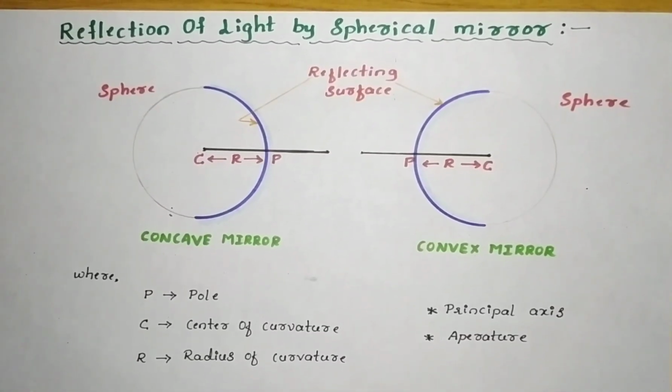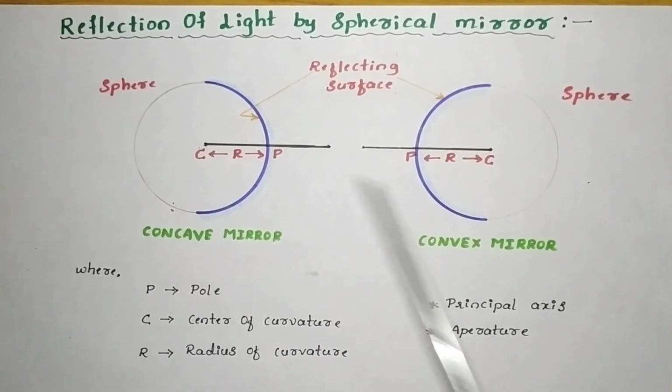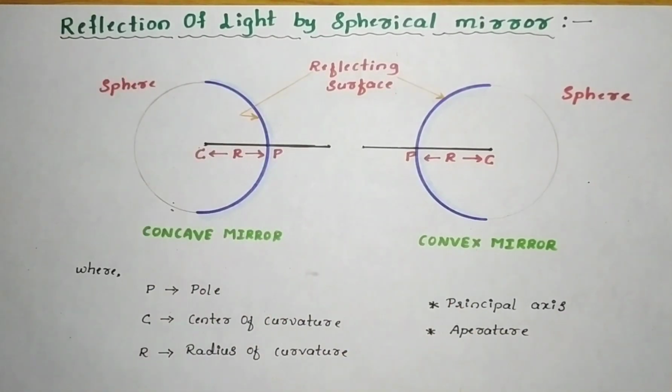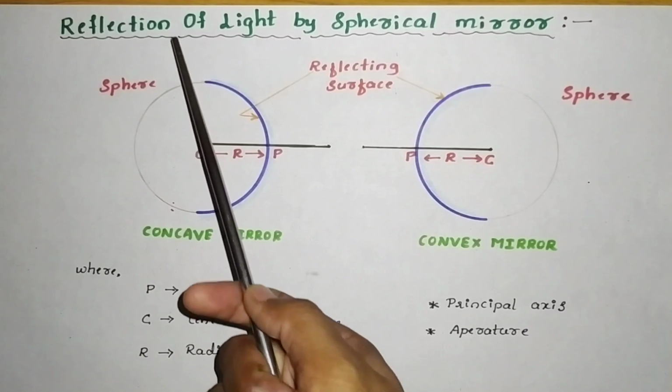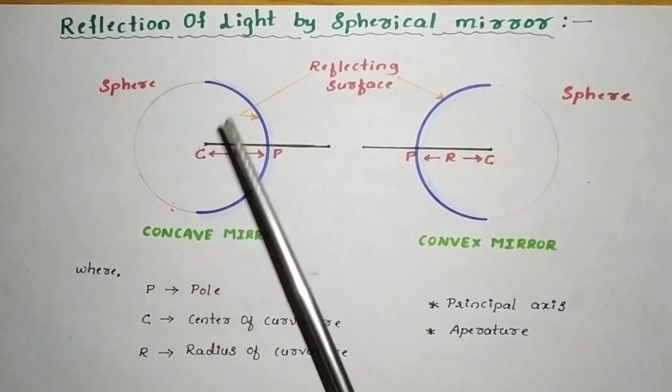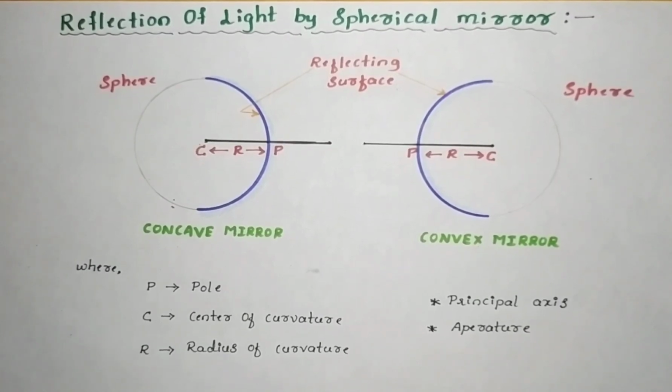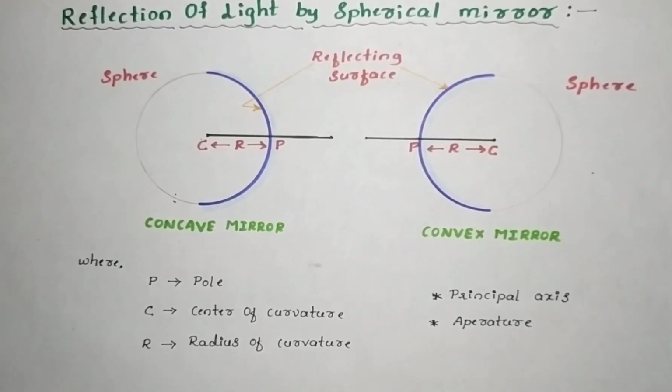Hello everyone. In this video I am going to discuss reflection of light by spherical mirror. Reflection of light we already discussed in the last video. That is, when light falls on a mirror, a part of the light turns back to the same medium. That phenomenon is called reflection of light.